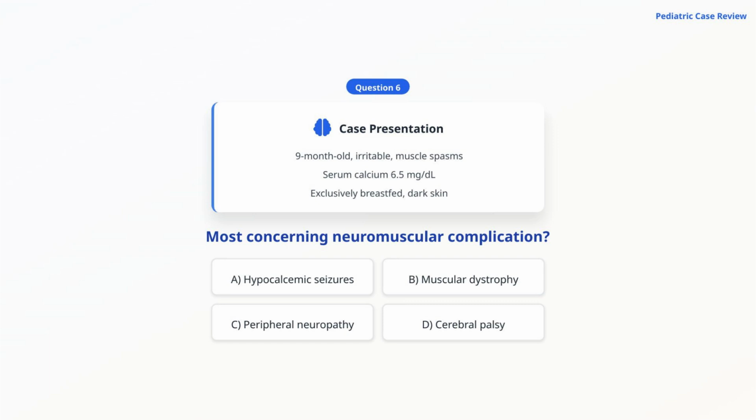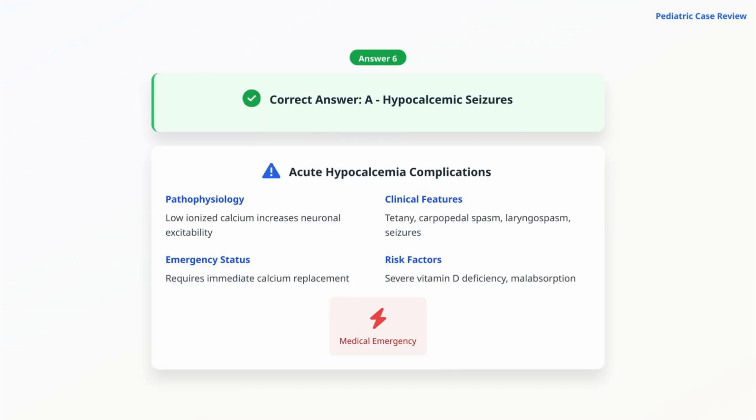Option A, hypocalcemic seizures. Option B, muscular dystrophy. Option C, peripheral neuropathy. Option D, cerebral palsy. The correct answer is A, hypocalcemic seizures.